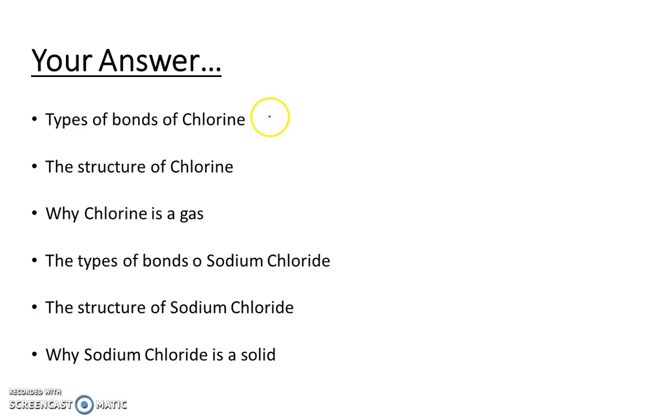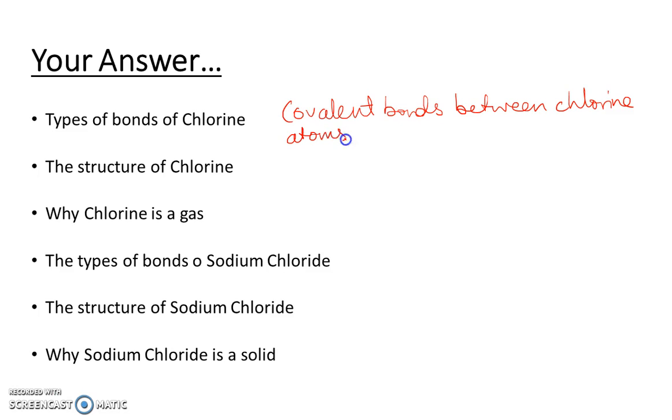So the types of bonds of chlorine. Remember, chlorine, you've got 2 atoms of chlorine making it a diatomic molecule. Because it is a non-metal, we are talking about covalent bonds. So covalent bonds between our chlorine atoms. So straight away, that's going to pick you up marks.